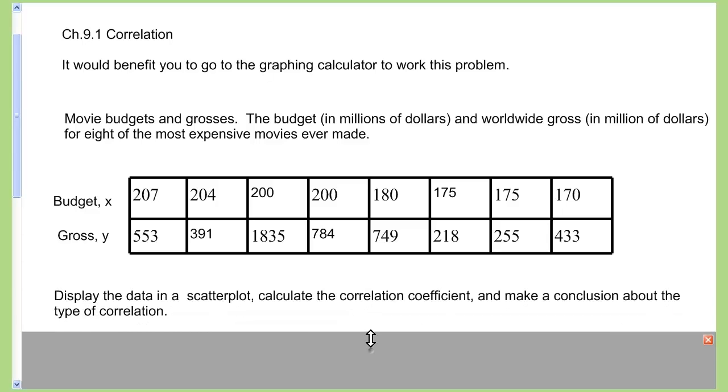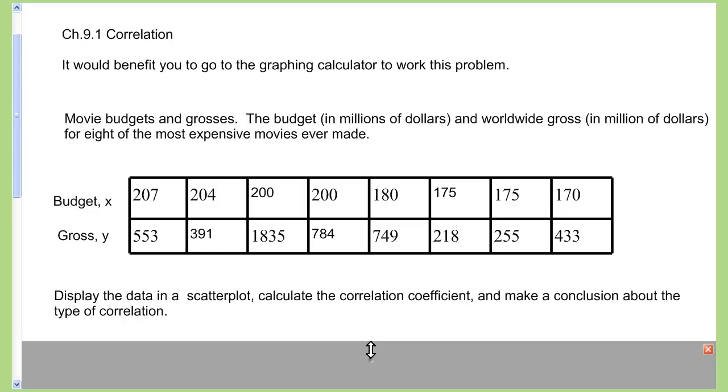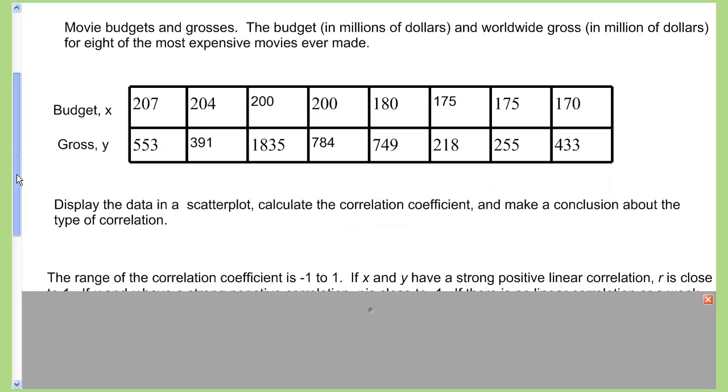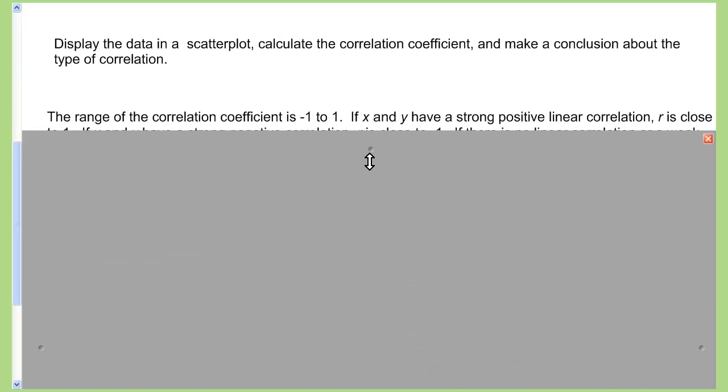Here's what you're asked to do. Display the data in a scatter plot, calculate the correlation coefficient, and make a conclusion about the type of correlation. So I'm going to move down first and show you the graph. Then we'll come back to what I have typed here.